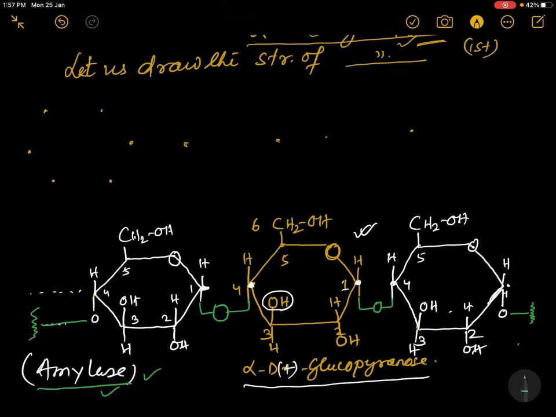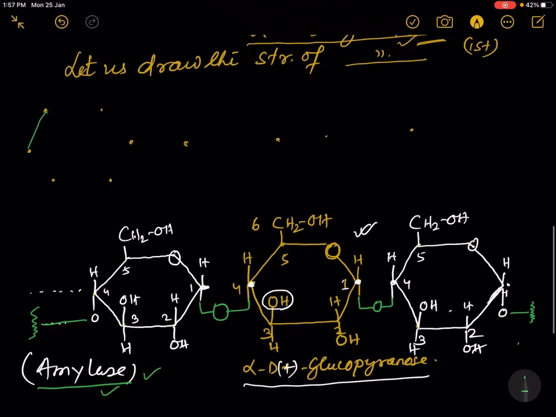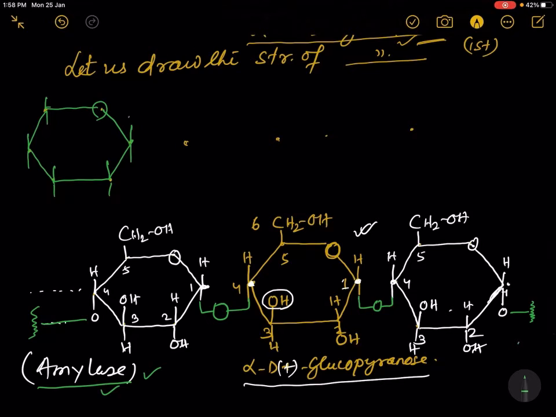Let us draw another amylose at the top. This is alpha D glucopyranose, number 1 position, number 2 position, number 3, number 4, number 5. At number 1 position you will find H and OH. At number 2 position you will find H and OH. At number 3 you will find OH and H. Then H, OH. At number 5 position you will find CH2OH and H.